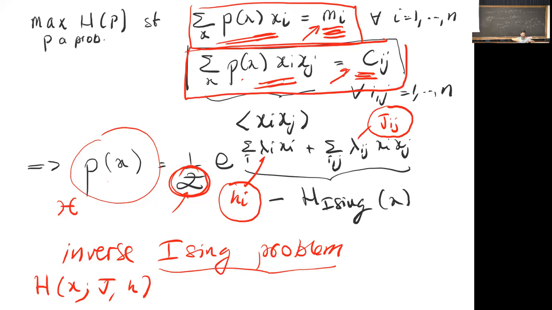The direct problem is you know the model, which means the Hamiltonian, and you want to compute expectations with respect to this distribution, magnetization and correlation. The inverse problem is you know magnetization and correlations, you know expectations if you want, and you want to recover what model gives you these expectations. And both problems are very hard problems, and equally interesting.